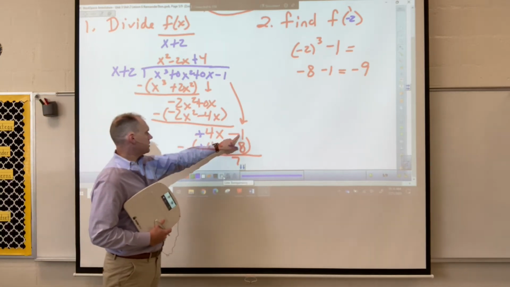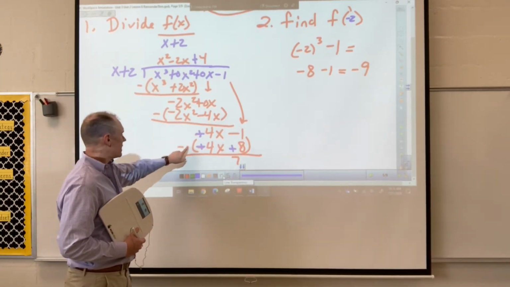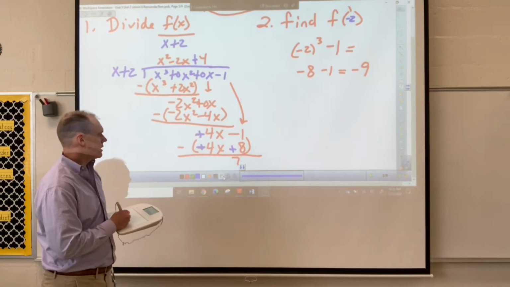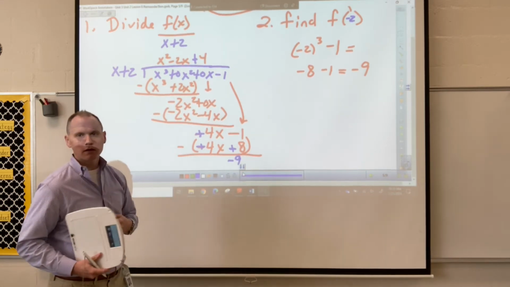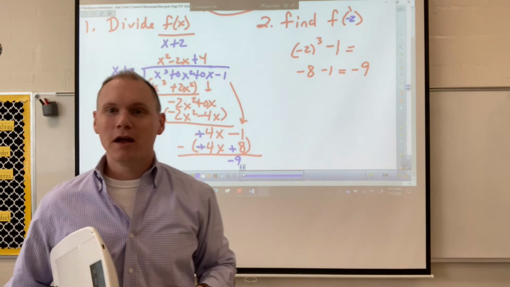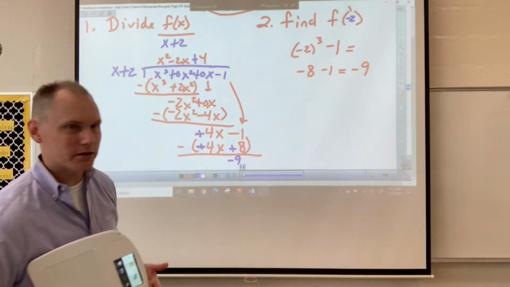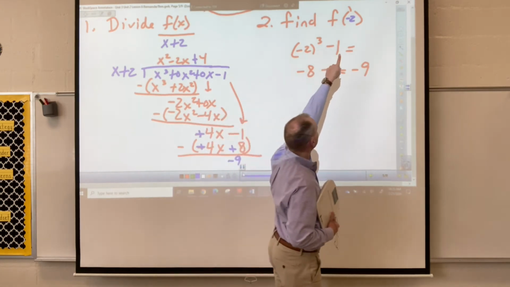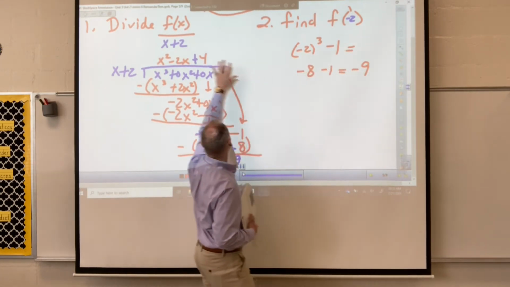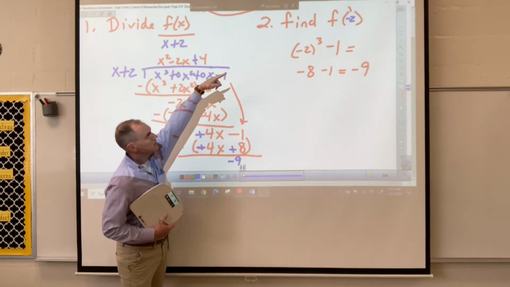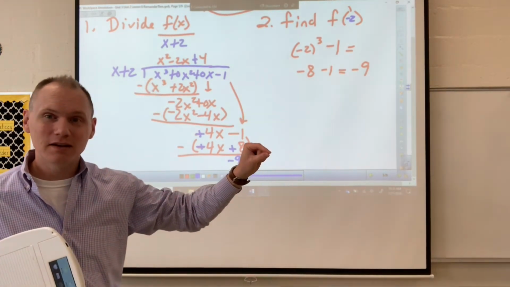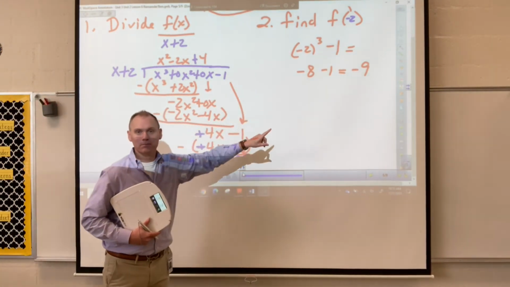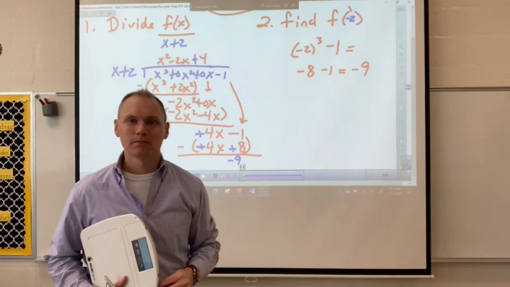Okay, so we have negative 1 minus 8 should be negative 9. And indeed, they are equal now, right? And so hopefully we're seeing this pattern coming out of this. That whenever we substitute in, in this case, negative 2, the 0 of the divisor, so we didn't put 2 in to f, we put negative 2 into f. So we're substituting in the 0 of the divisor into the dividend, and when we do that, we get the remainder. This is what we call the remainder theorem.